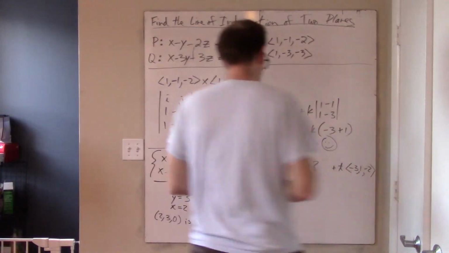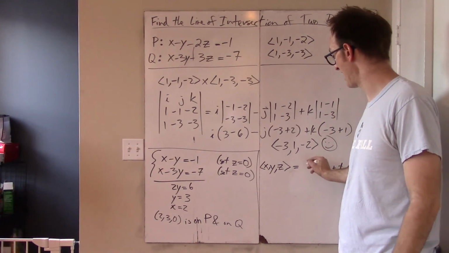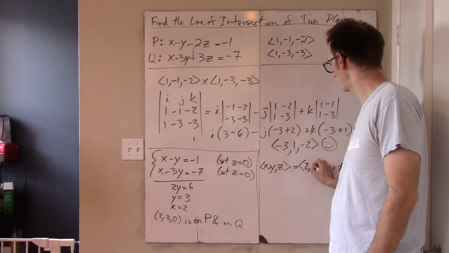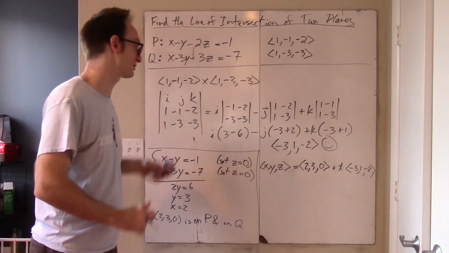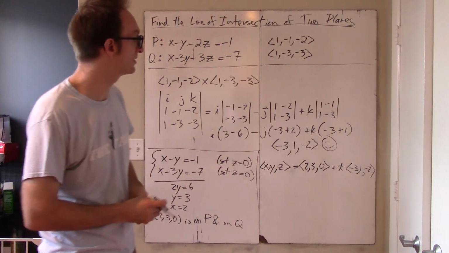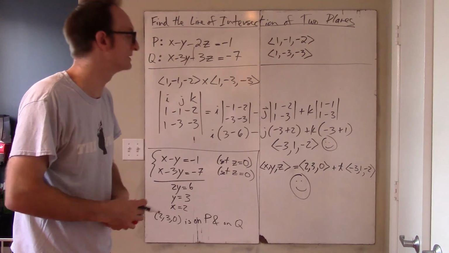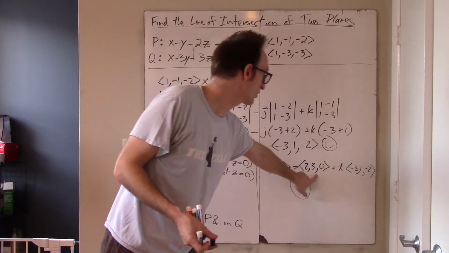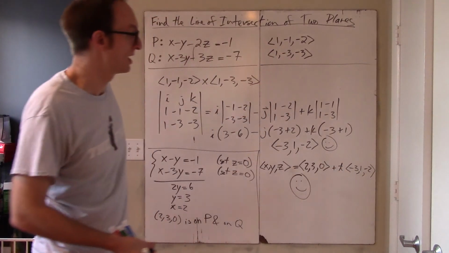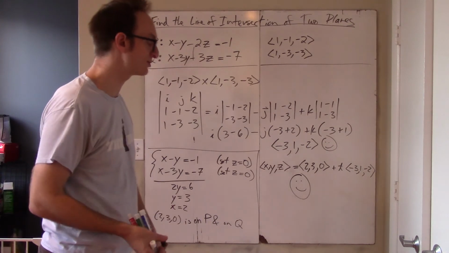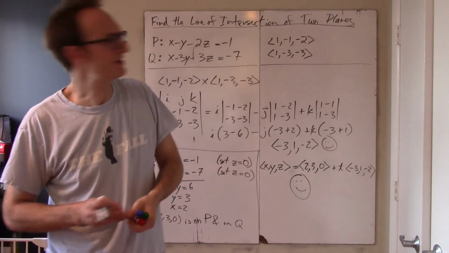But okay, now we get to fill in the question mark, which is that (2, 3, 0) is a point on both of those planes, and so the equation of the line of intersection of those two planes is: go to the point (2, 3, 0) and follow an arbitrary number of times this vector, which is the vector that we found to be pointing in the direction of that line of intersection. Okay, I think that's pretty hard.